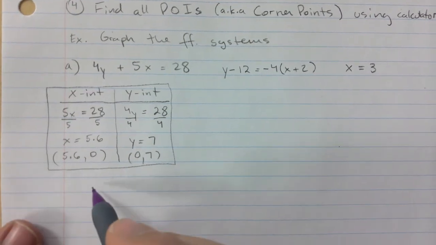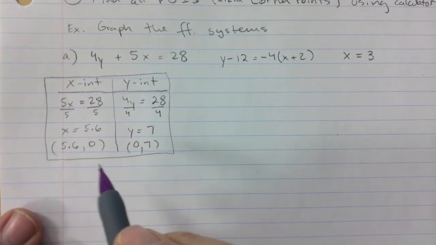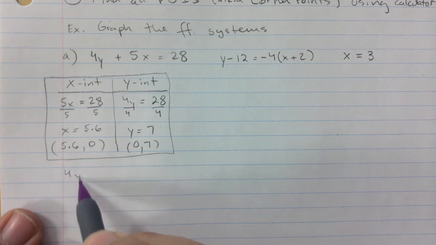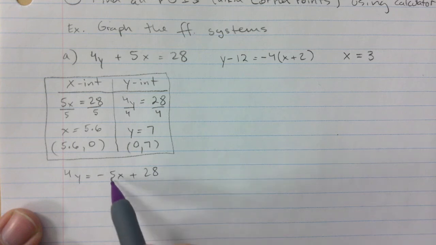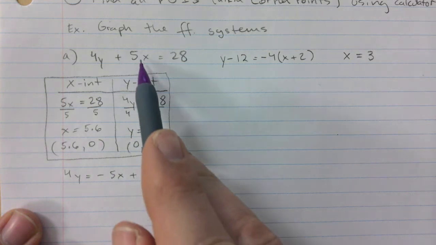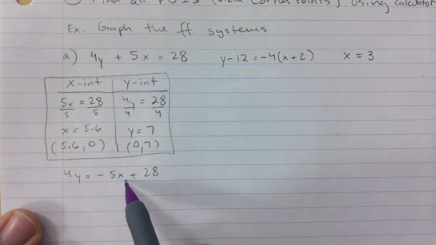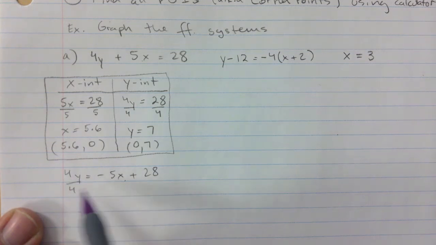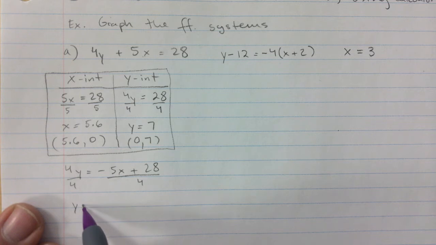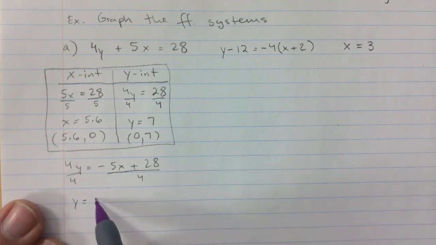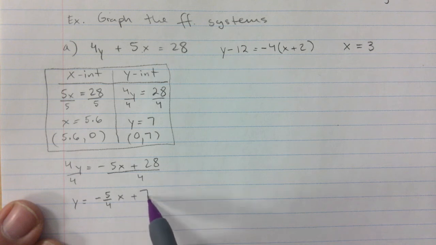I'm going to rewrite it down here. 4y is equal to negative 5x plus 28. So I brought the 5x over, changing signs. Divide everything by 4. y is equal to negative 5 over 4 x plus 7.